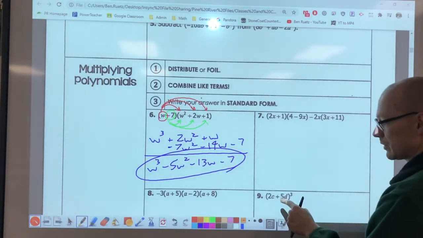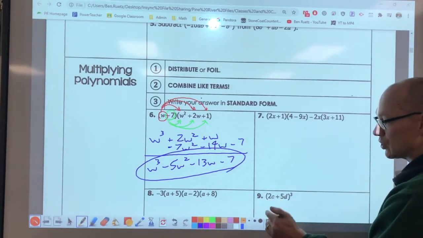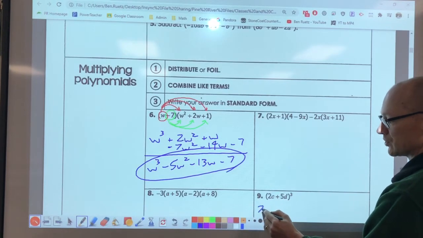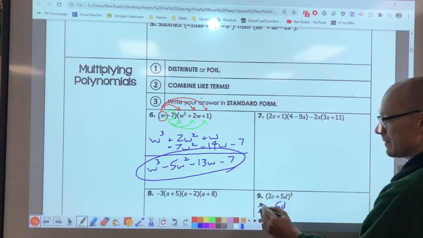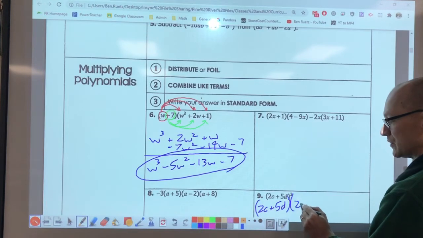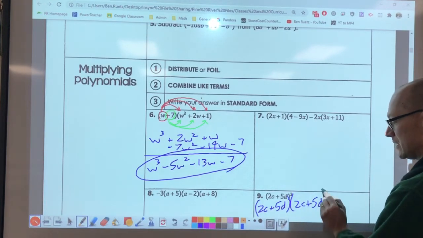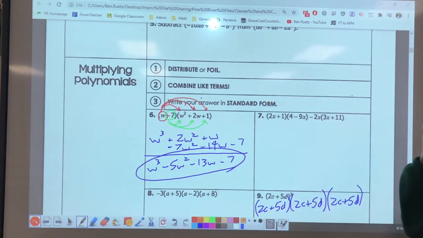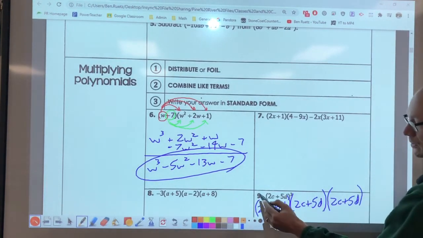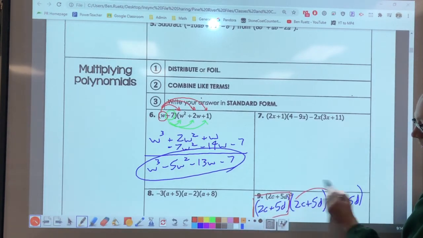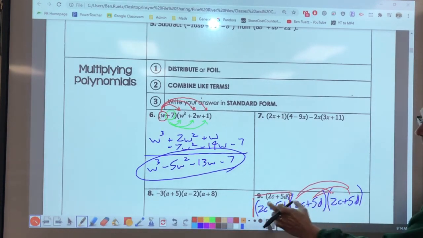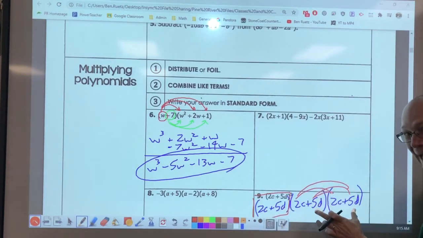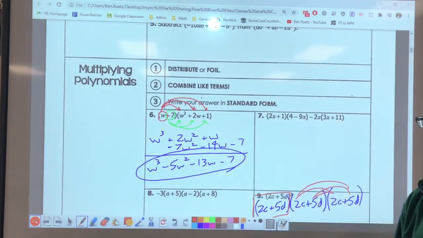So what if you have something cubed? Just take two of them. So number 9 here, 2c plus 5d times 2c plus 5d times 2c plus 5d. FOIL two of them together. So I will ignore this for now, do this, get my answer, and then multiply this times that new answer, kind of like I did right there. So follow the examples that you see and see what you get.